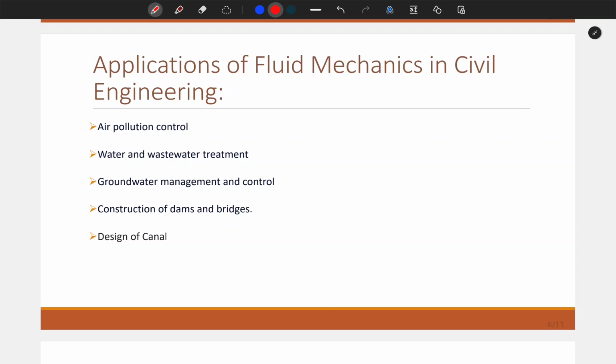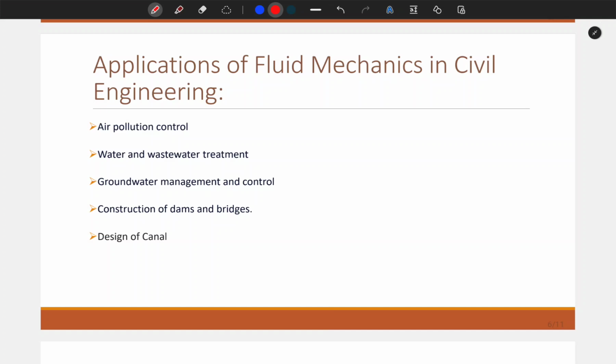There are various applications like air pollution control. To study the plume behavior, we need to study the fluid mechanics. And water and wastewater treatment. In any treatment plant, there is a flow of water and its impurities. So we need to study the flow characteristics of water. And similarly in wastewater there is also flow of water. So we need to study there also the flow characteristics. Similarly, there is a groundwater management and control portion where we study how the groundwater flow depends on the Reynolds number.